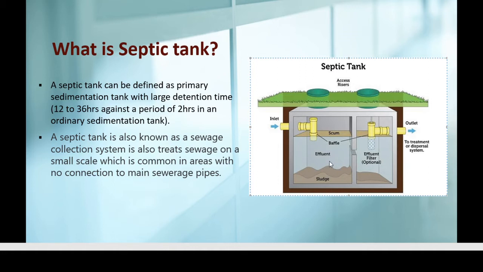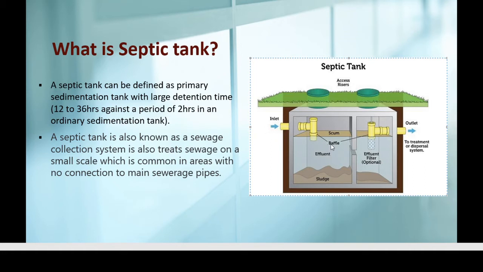Second, a septic tank is also known as a sewage collection system. It will also treat sewage on a small scale, commonly in areas with no connection to the main sewerage pipe. A septic tank is mainly provided in the backyard, so that all the sewage is collected in the septic tank through the sedimentation process, and it is passed on to the nearest sewage disposal area like the municipal area. Detention time is the time taken for the sewage to flow through the inlet pipe and then pass on to the outlet pipe.